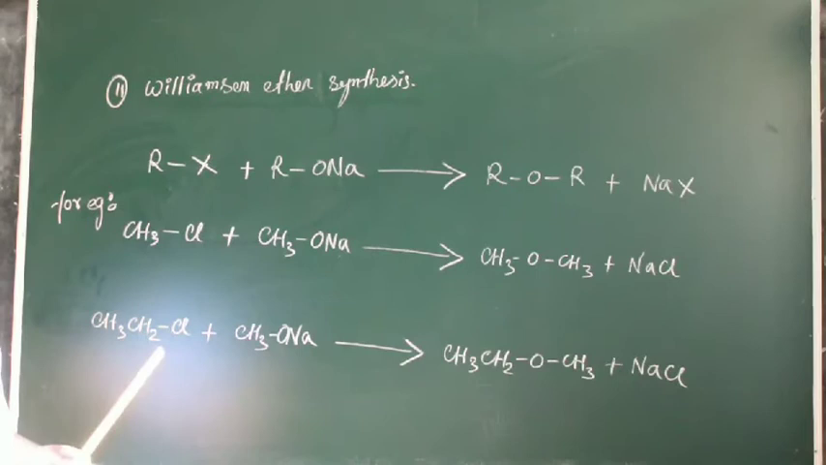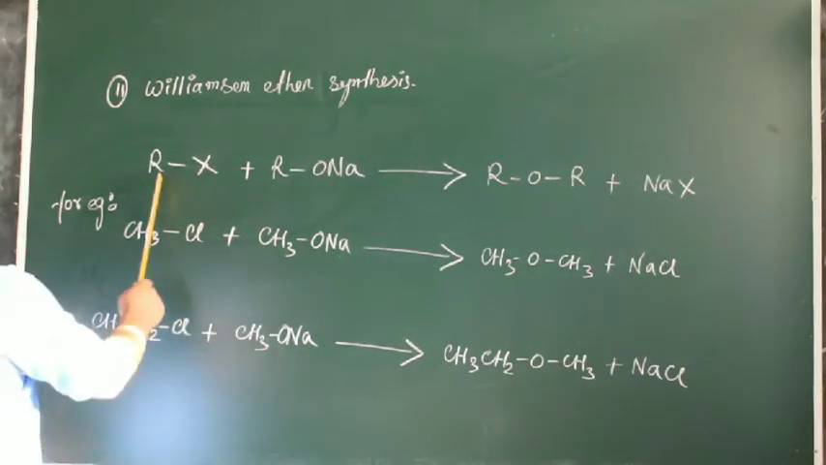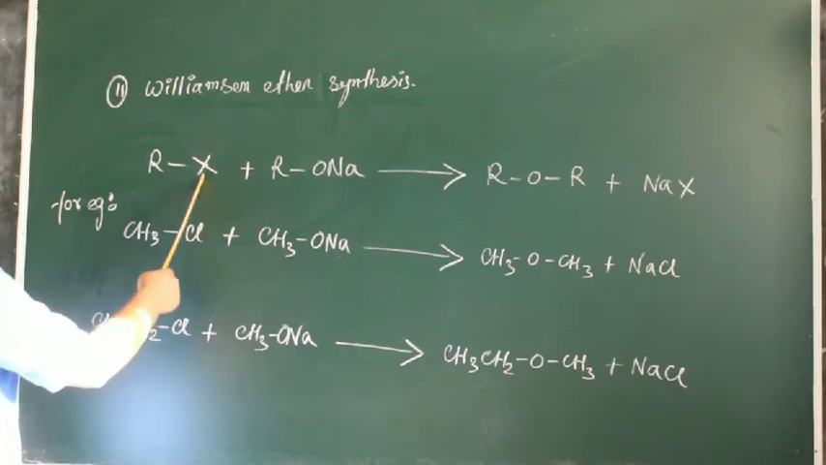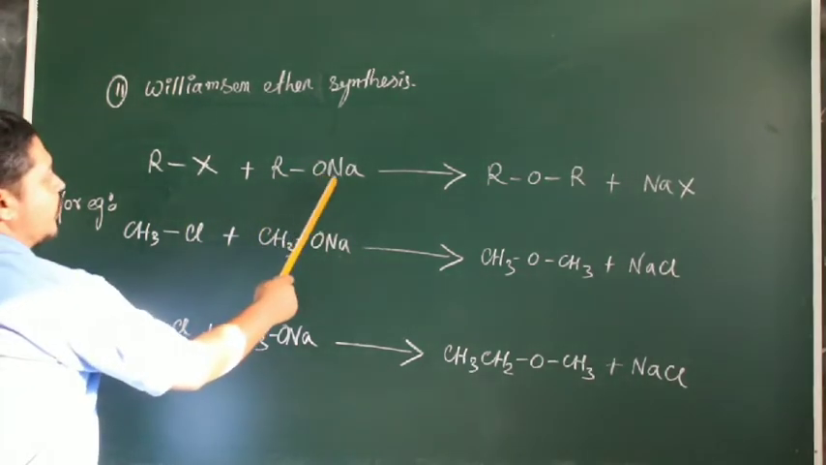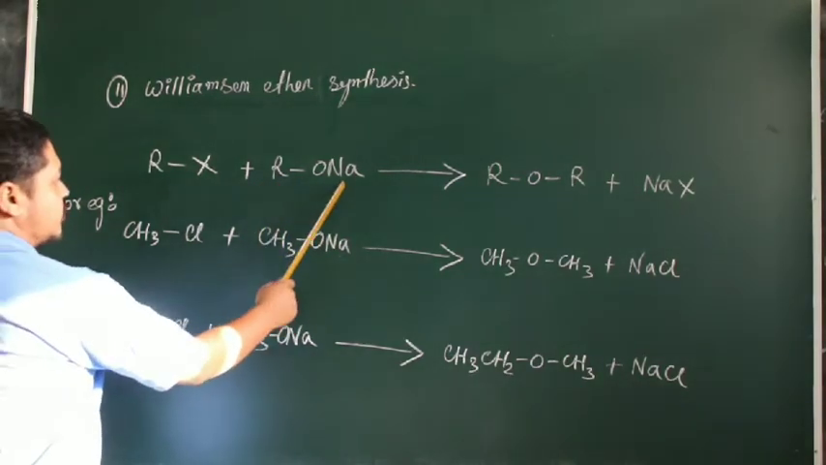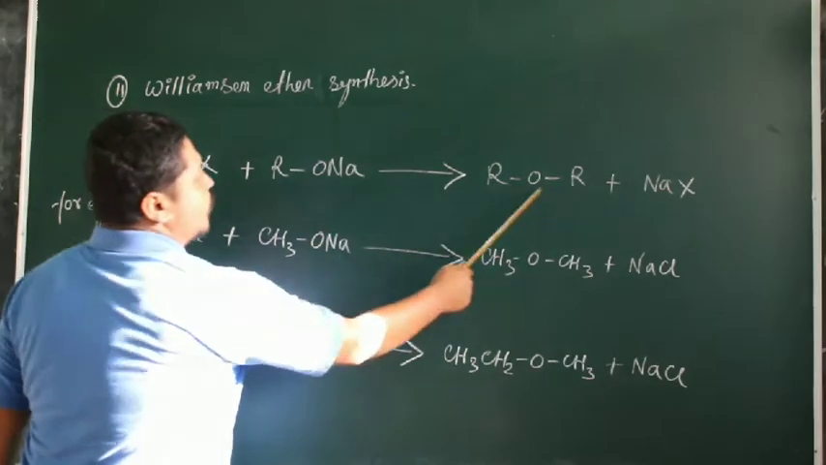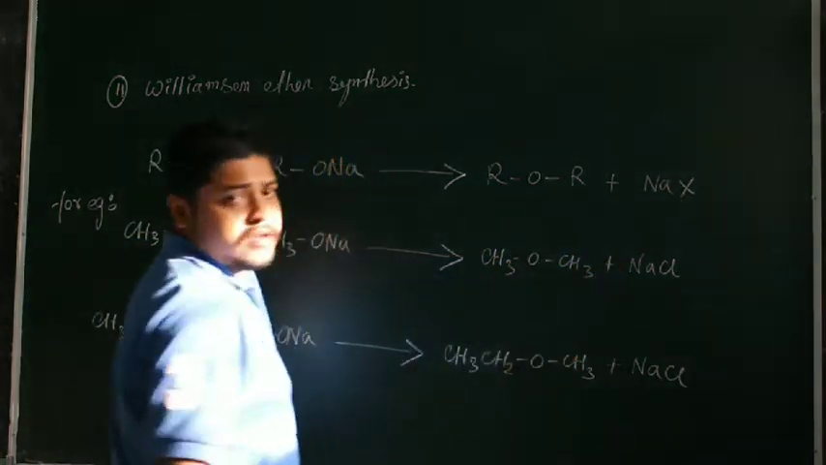The next method of preparation is Williamson ether synthesis, and this is an important laboratory method for the synthesis of ether. This is RX, where R means an alkyl group and X is a halogen. RONa is an alkyl group with ONa, and this compound is called sodium alkoxide. Na means sodium, and the product is ROR, that means ether, and a side product NaX is produced.